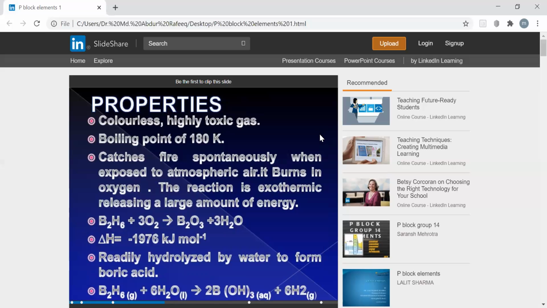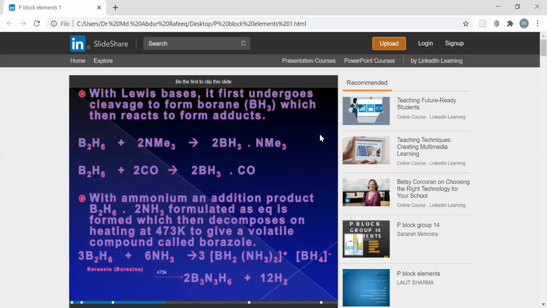Properties: it's a highly toxic gas. Its boiling point is 180 Kelvin, and it catches fire spontaneously when exposed to the atmosphere. It reacts with oxygen to form boron oxide, and it is readily hydrolyzed by water to form boric acid. But the important property is this.